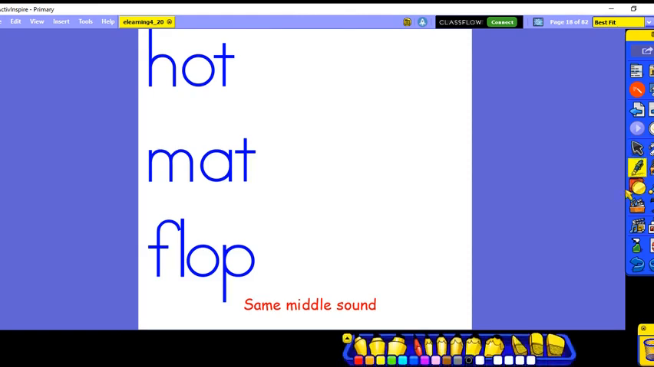Okay, guys, we are looking for words that have the same middle sound, and it's going to be that vowel sound that glues the word or sticks the word together. So I'll say the word, you find the two words that have the same middle sound. Hot, mat, flop. Which words have the same middle sound? Hot, flop.